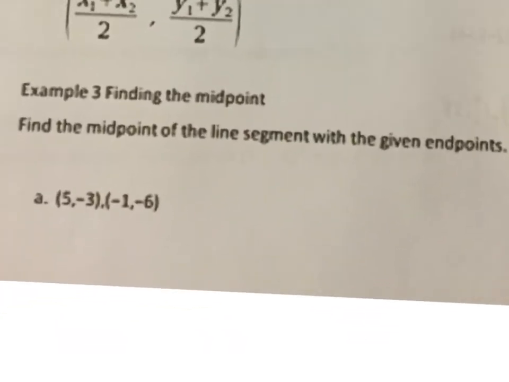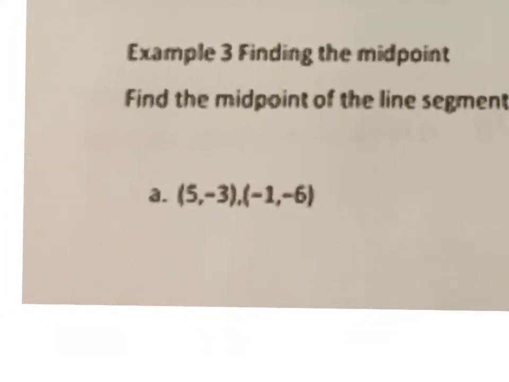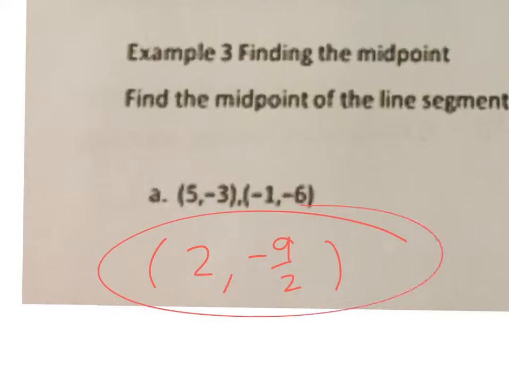So right here, we're given these 2 points and told to find the midpoint. So I add my x's. 5 and negative 1 is 4. Half it, 2. Negative 3 and negative 6. Add those. Negative 9, half it. Negative 9 halves. Here's the midpoint. Now, if you want to, you could rewrite negative 9 halves as negative 4.5, if that helps you put it on a graph, if you're required to do that.